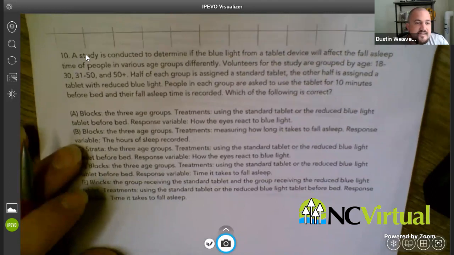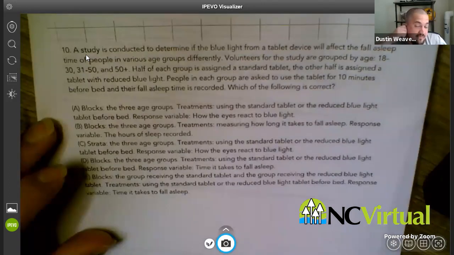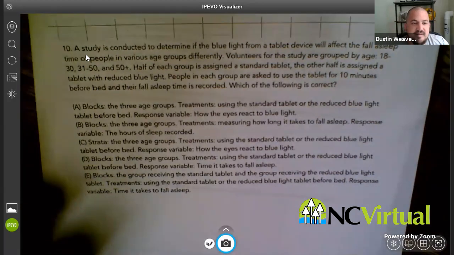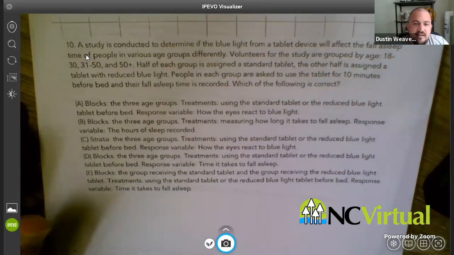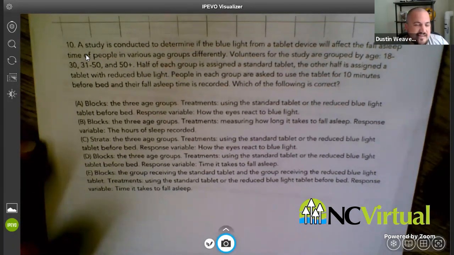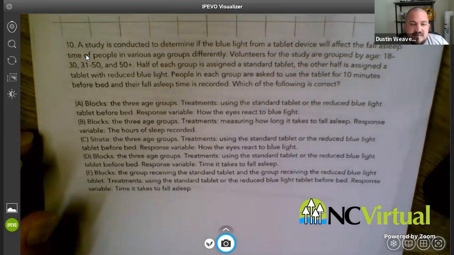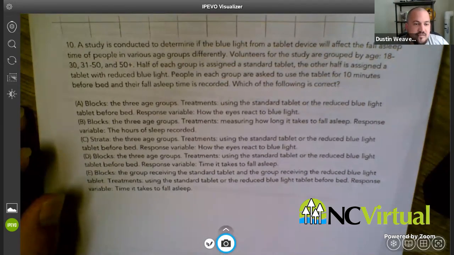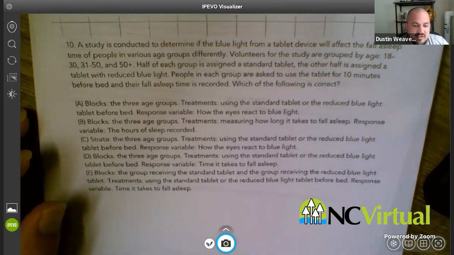A study is conducted to determine if the blue light from a tablet device will affect the fall asleep time of people in various age groups differently. Volunteers for the study are grouped by age, 18 to 30, 31 to 50, and 50 plus. Half of each group is assigned a standard tablet. The other half is assigned a tablet with a reduced blue light. People in each group are asked to use the tablet for 10 minutes before bed, and their fall asleep time is recorded. Which of the following is correct?